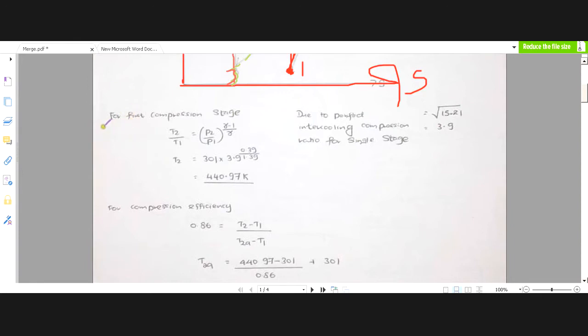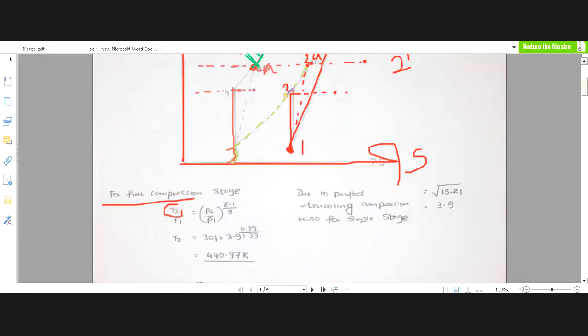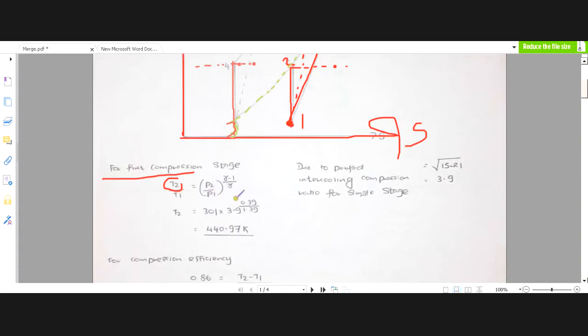Okay, so now for the first compression we are going to use the formula T2 divided by T1 equals P2 by P1 to the power gamma minus 1 over gamma. Why? Because we are using the ideal equation to find the temperature T2. Otherwise there is no other way to find the temperature T2. So use this formula. T1 is the initial temperature, given in the problem as 28 degrees Celsius, so put that in Kelvin.